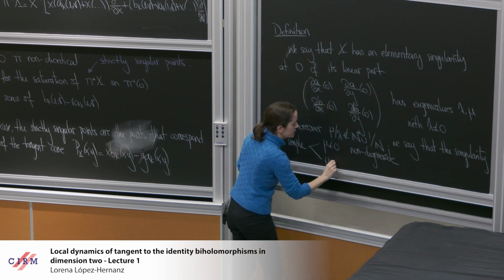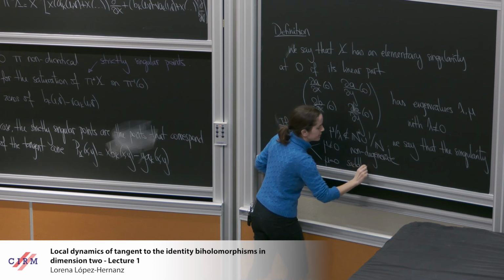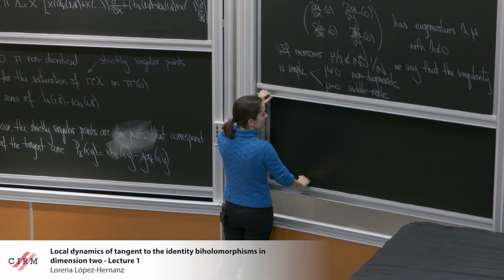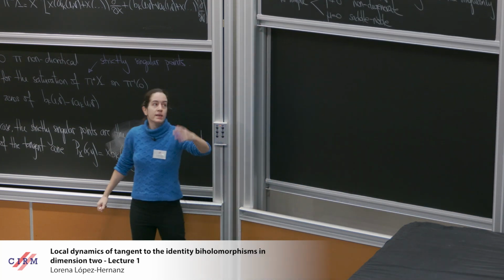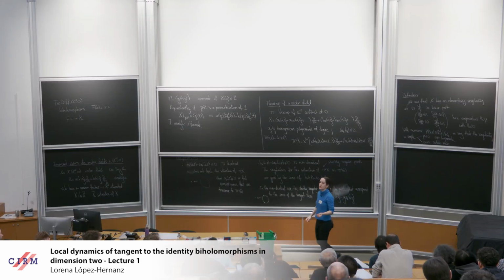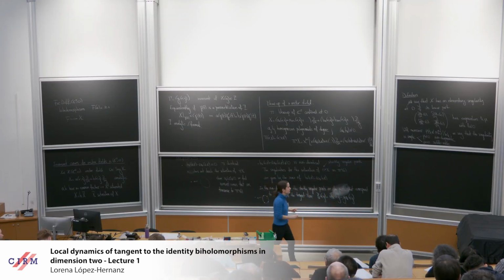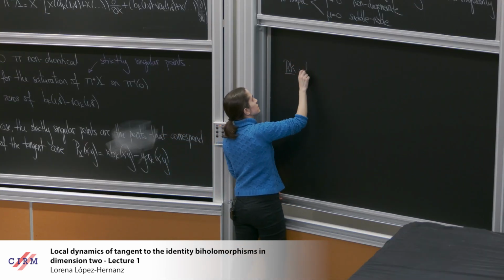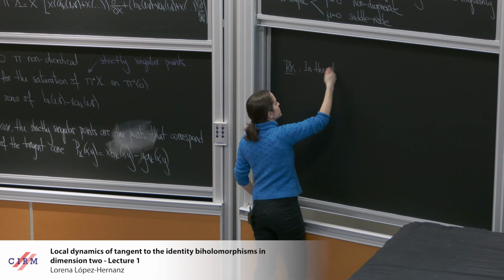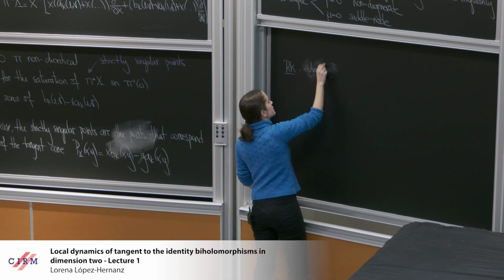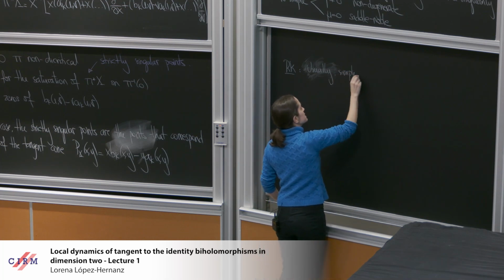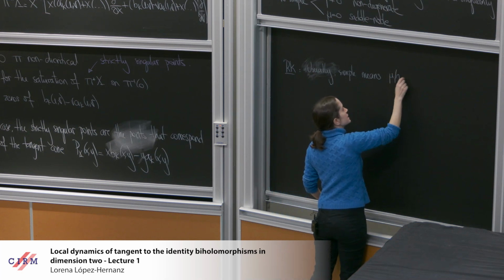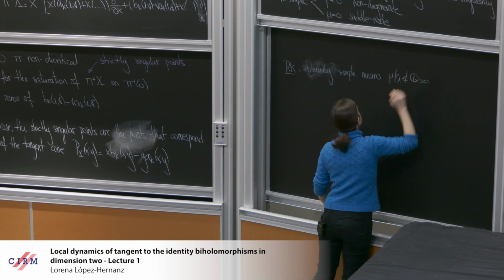And when mu equals 0, we say that the singularity is a saddle node. A remark: usually, in the definition of simple singularity, one imposes a little more about the quotient of the eigenvalues. In the classical definition, simple means that the quotient of the eigenvalues, mu over lambda, is not a positive rational number.